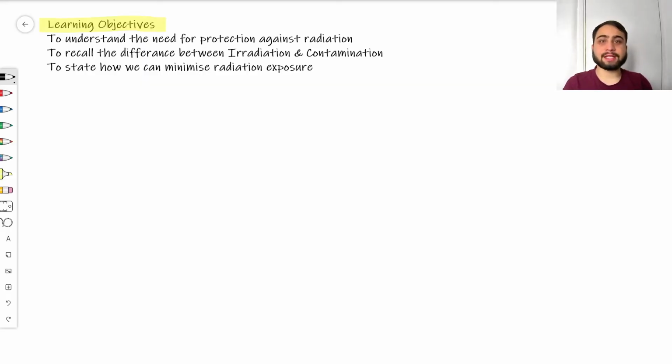My name is Milam and today we're going to be looking at radiation and its risks. So our learning objectives are to understand the need for protection against radiation. So why do we actually need to be protected from it? To recall the difference between irradiation and contamination. That's a really key point because a lot of people get very confused between those two terms. And to state how we can minimize radiation exposure. So if you're ready for it, let's get right into it.